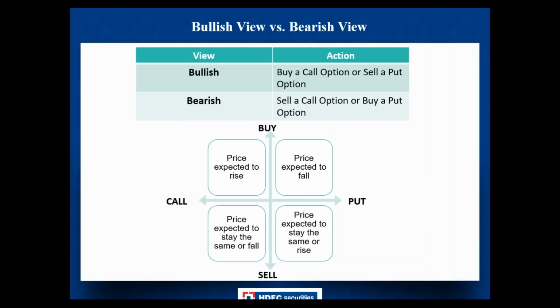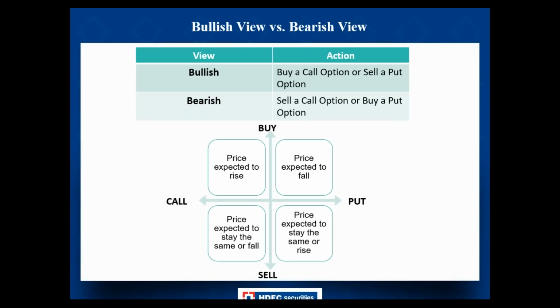So this is what we have. There can be only two kinds of view. You can have a bullish view or you can have a bearish view. When you have a bullish view, you buy a call option or you sell a put option. When you have a bearish view, you can either sell a call option or you can buy a put option. So this is how call and put options differ in terms of view.